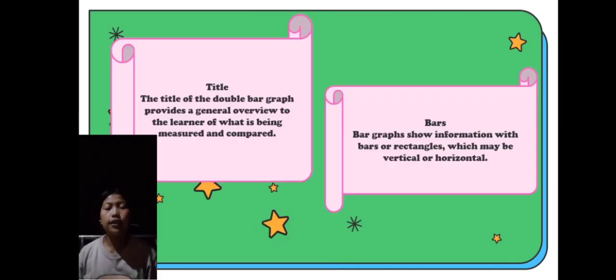First is the title. The title of a double bar graph provides a general overview to the learner of what is being measured and compared. It also helps the learners identify what they are about to look at. Next are the bars. Bar graphs show information with bars or rectangles which may be vertical or horizontal. The length of the bar represents the frequency, which means that longer or taller bars show greater numbers than shorter ones do.